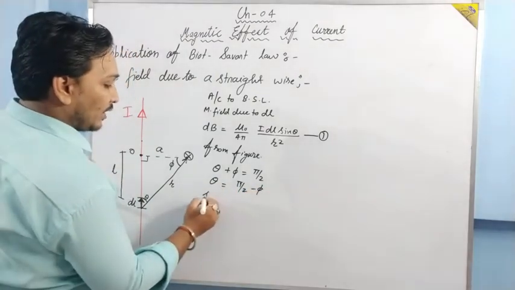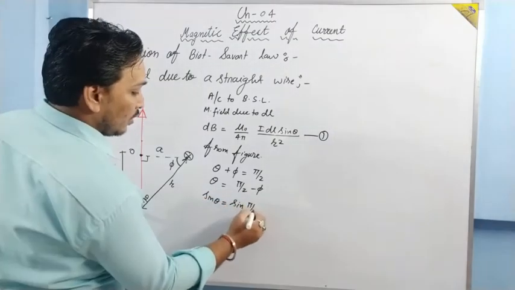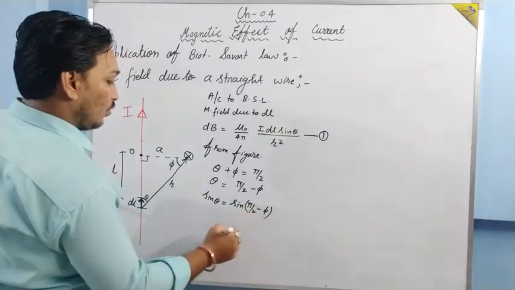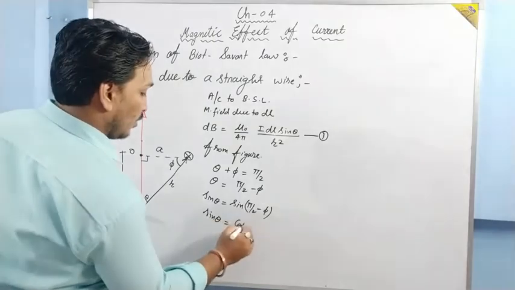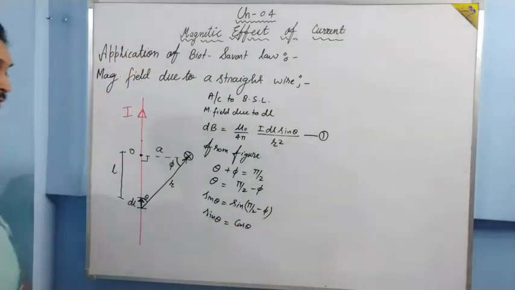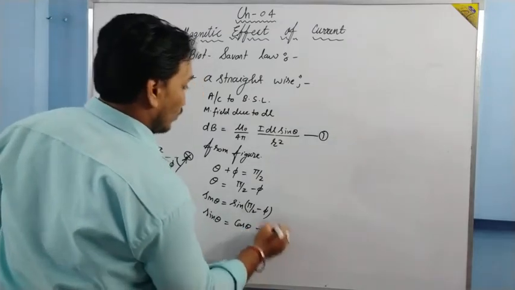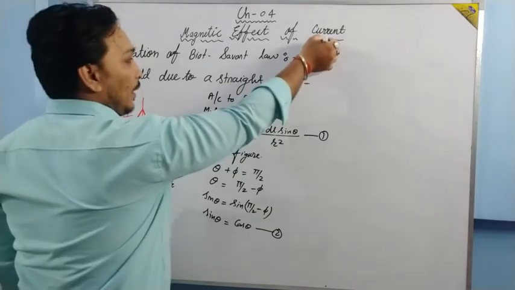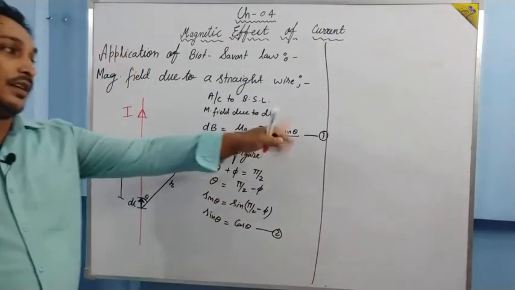Or we can apply sine over here. Sine theta is equal to sine of pi by 2 minus phi. Sine of 90 minus theta is equal to cos theta. So sine theta will be replaced by cos theta. Let this be question number 2. Sine theta will be replaced by cos theta. Okay, another replacement, sine theta done.